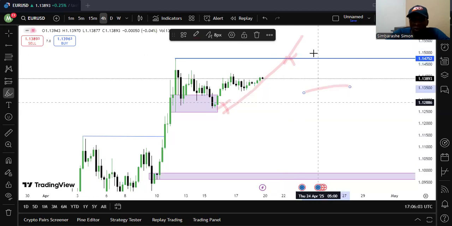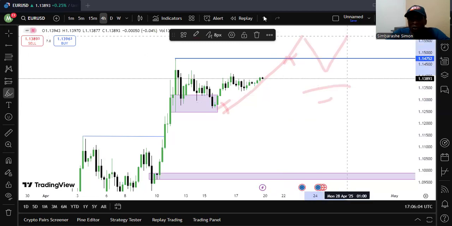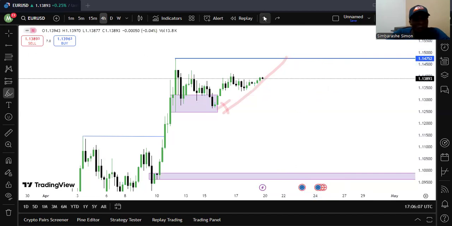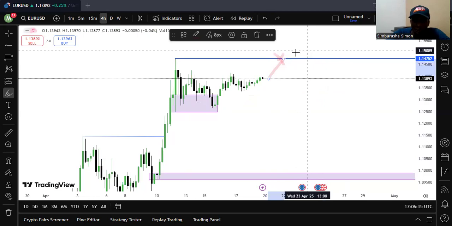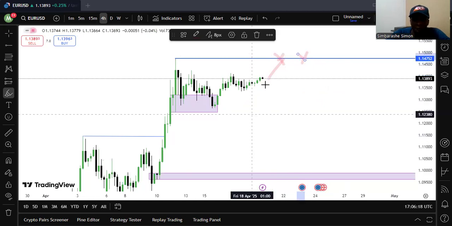A new demand zone. Then boom, we continue the bull trend. So for now, on Monday when the market is open, guys, I'm still going to buy until I get to this zone here where I put X's. That's like my final target here.